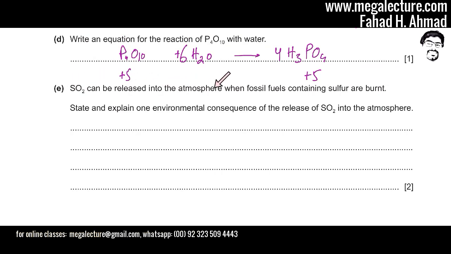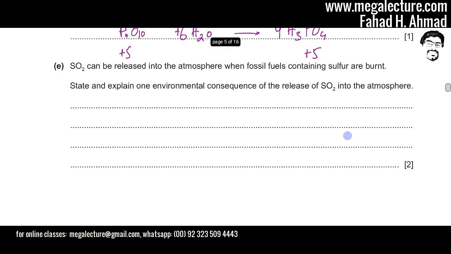SO2 can be released into the atmosphere when fossil fuels containing sulfur are burnt. State and explain one environmental consequence of the release of SO2 into the atmosphere. Now, sulfur dioxide produces acid rain, and you should write in detail. It's again a 2-mark question, but you should write in detail how acid rain is formed.